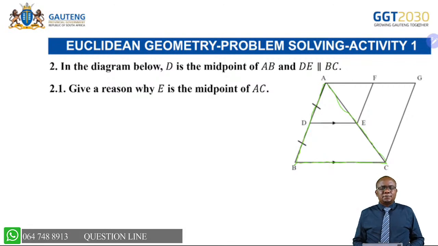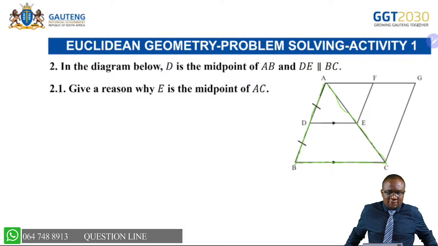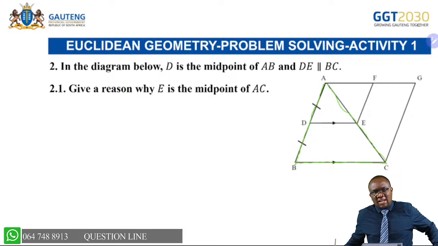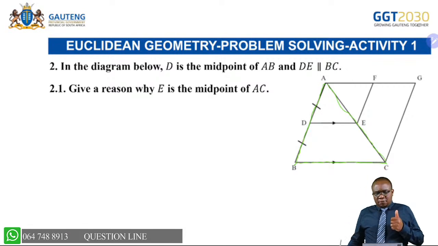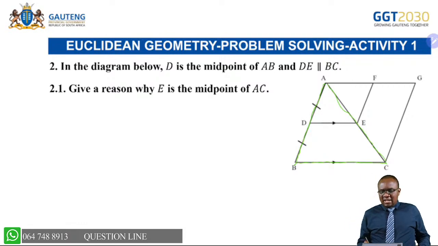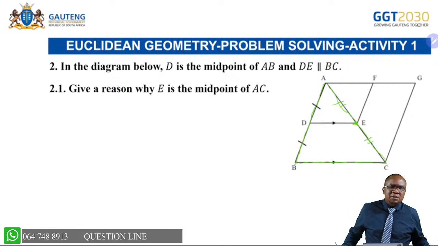Then what do we say? A line segment drawn from the midpoint of one side parallel to the other side bisects the third side. It cuts the third side into two equal parts. So the line segment DE drawn from the midpoint of AB parallel to BC cuts AC into two equal parts, meaning that E is the midpoint because AE and EC are equal. That's the converse of the midpoint theorem.